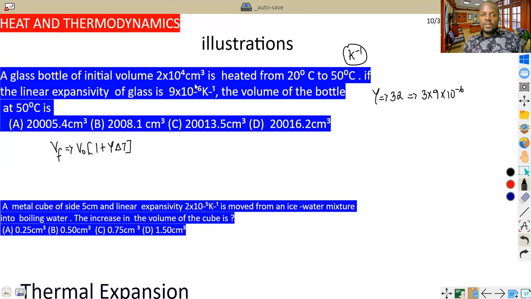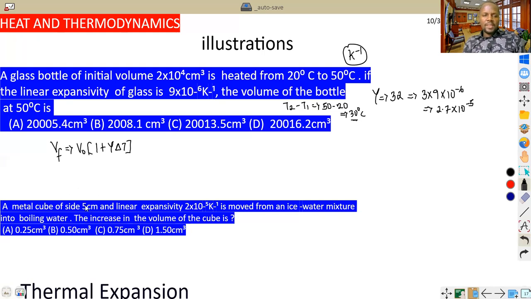So the initial volume is 2 × 10⁴, that is like 20,000. So you put that, open bracket, 1 plus gamma, which is the answer you got here, 27 × 10⁻⁶, which is 2.7 × 10⁻⁵ per Kelvin. Substitute the parameters: the change in temperature is from 20 to 50, that is T2 minus T1, so 30 degrees Celsius is delta T. So 2.7 × 10⁻⁵ times 30 plus 1, multiplied by 2 × 10⁴, directly you are going to have one of these answers. I hope students can do that. I told you I don't do the illustration for students again, I only put you through how to go about it. Comment the answer in the comment section. So the next question, question two.